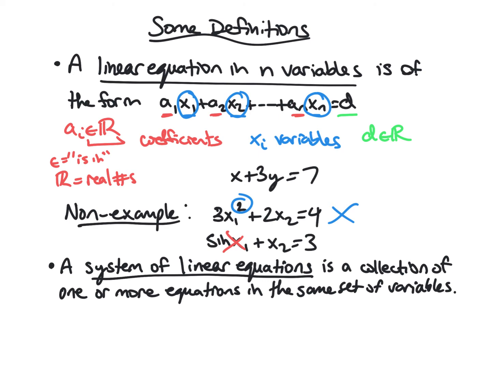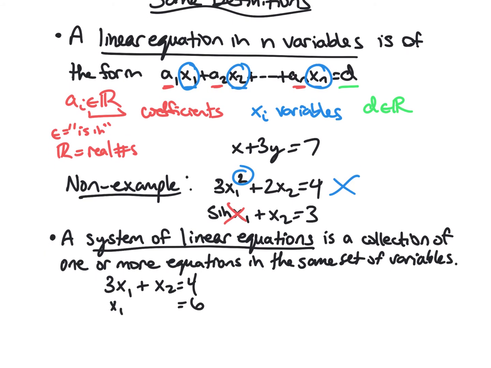One thing you might be worried about is if you saw something like 3x1 plus x2 equals 4, and then say x1 equals 6. Is this a system? It seems like they have a different set of variables. It is, because they share the x1, and you can think of the x2 as having coefficient 0 here. If you see something that's just missing, but all the others are the same, you can deal with it by filling in the coefficient 0.